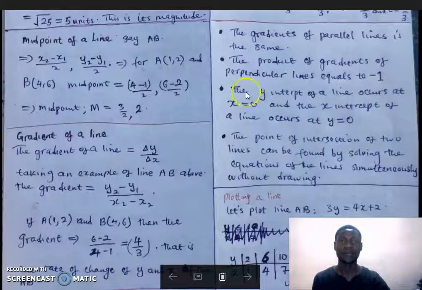And whenever we have a straight line, the y-intercept of the line occurs at x equals 0, and the x-intercept of the line occurs at y equals 0. The point of intersection of two lines can be found by solving the equations of the lines simultaneously without drawing.